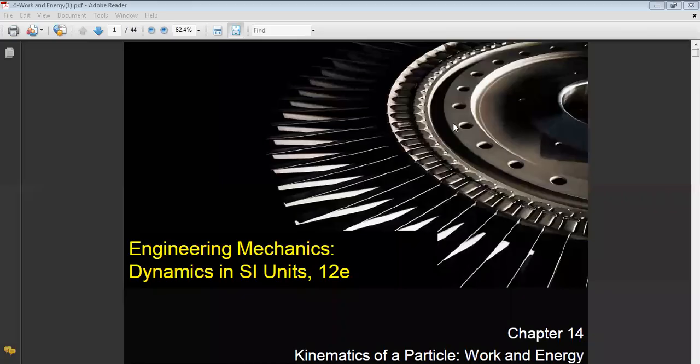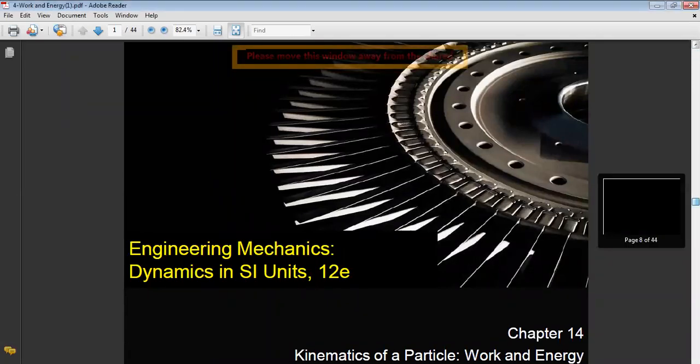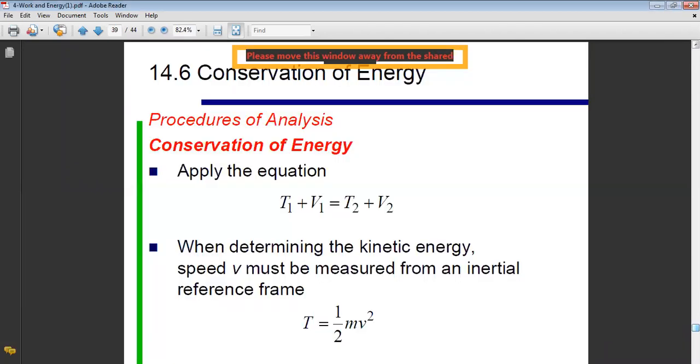We have already seen the principle of work and energy, and we said that sometimes we can also apply the conservation of mechanical energy if all forces doing work are conservative. Okay, so now let us do some practice on cases where we can apply conservation of mechanical energy.